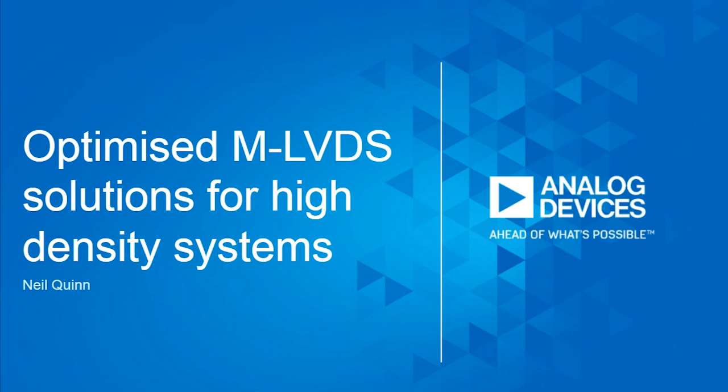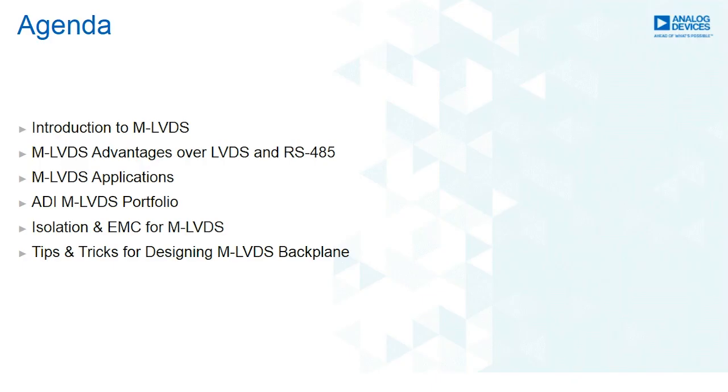So in today's webinar, we are going to cover an introduction into the multi-point low-voltage differential signaling technology, or M-LVDS, what it is, and some of its advantages over RS-485, some applications where M-LVDS transceivers are particularly suited, and then we will dive into the M-LVDS portfolio that is offered by Analog Devices, including some new and upcoming.